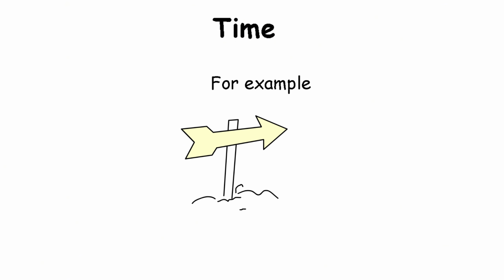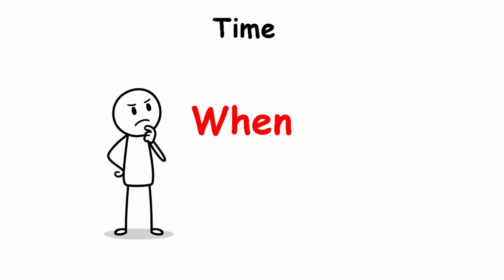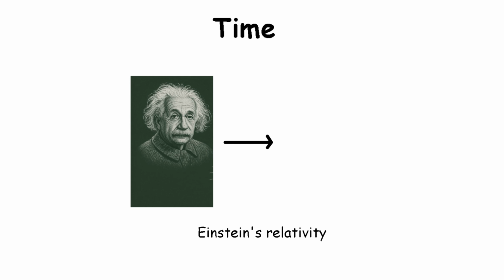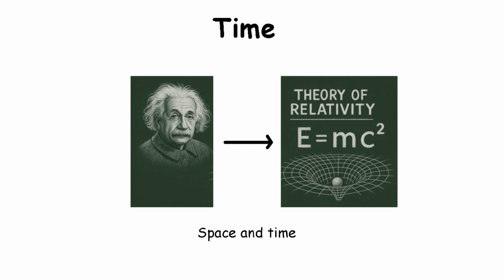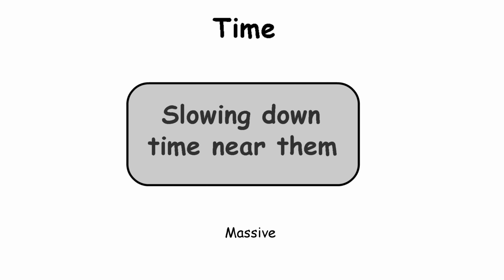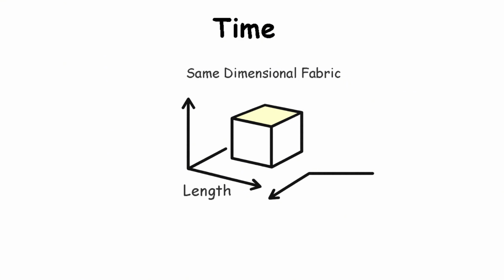For example, if you say, "The train is at the station," that statement is incomplete unless you also specify when. The train might have left an hour ago. Einstein's relativity shows how space and time bend together. Massive objects like stars warp spacetime, slowing down time near them. Time is not a separate stage. It's part of the same dimensional fabric as length, width, and depth.